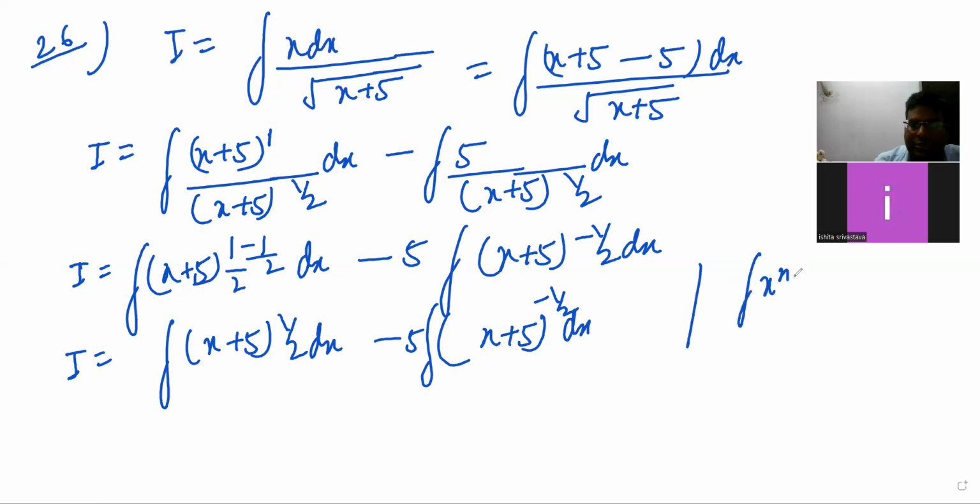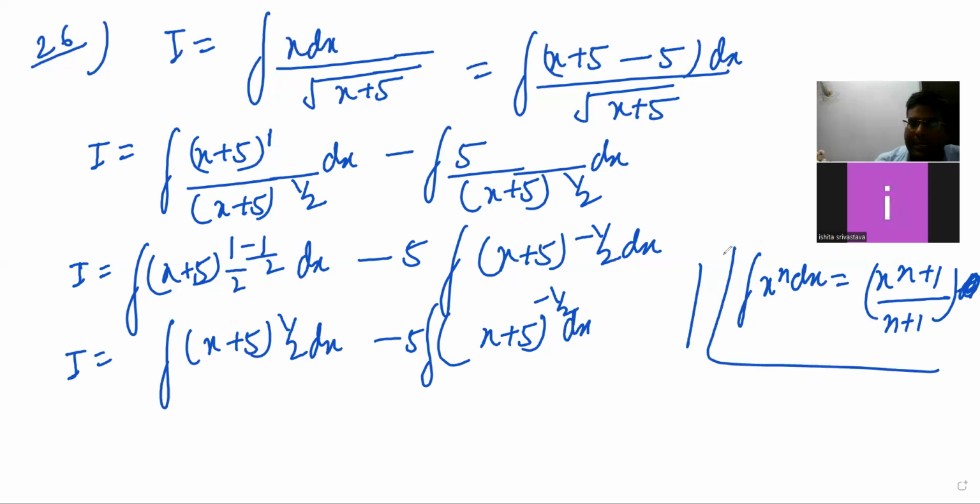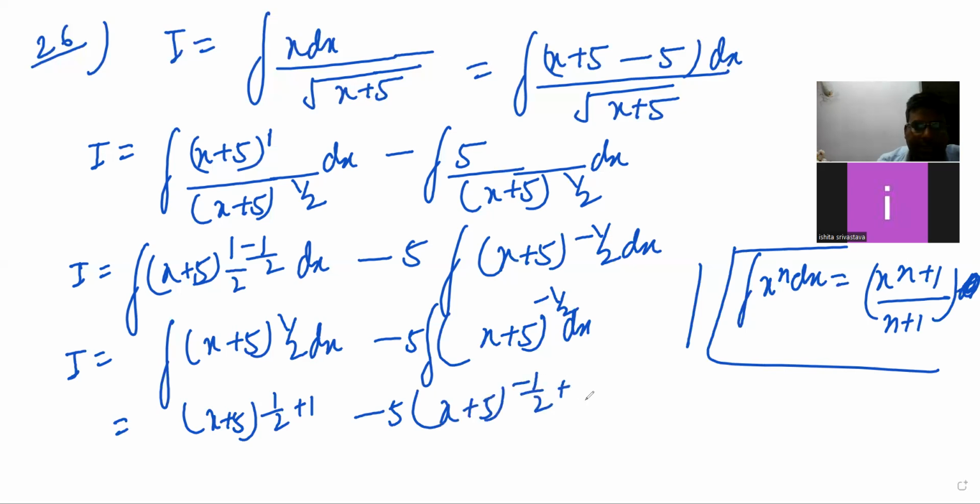As we know, integration of x raised to n into dx is equal to x raised to n plus 1 upon n plus 1. This is the value of that. So apply here. So it will be (x plus 5) raised to 1 upon 2 plus 1 minus 5 integration. So here add the power. So (x plus 5) raised to 1 upon 2 plus 1, right?